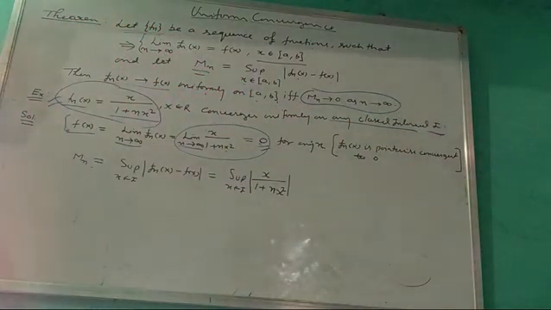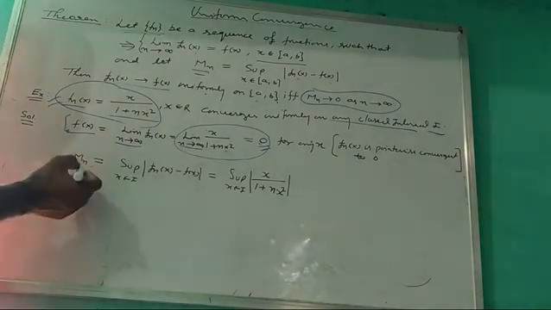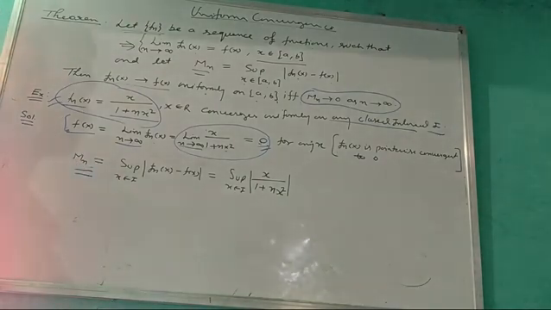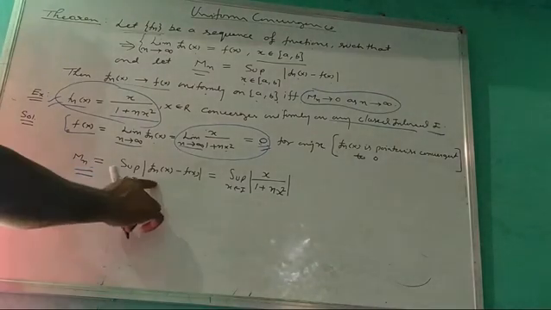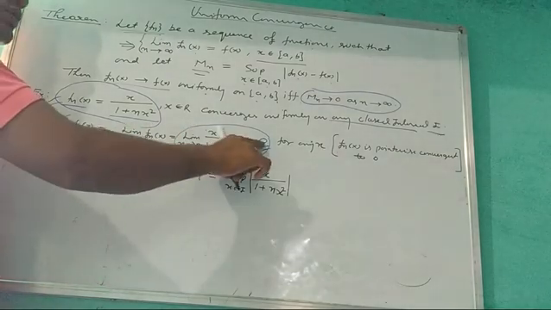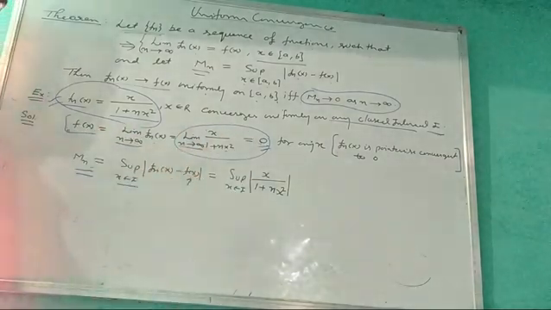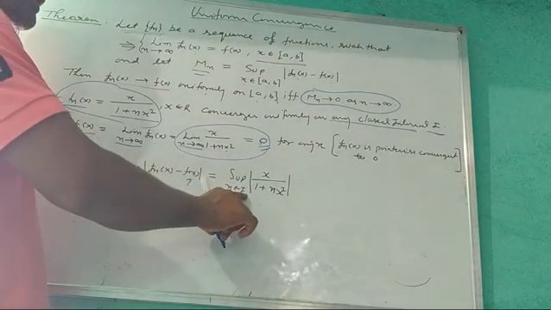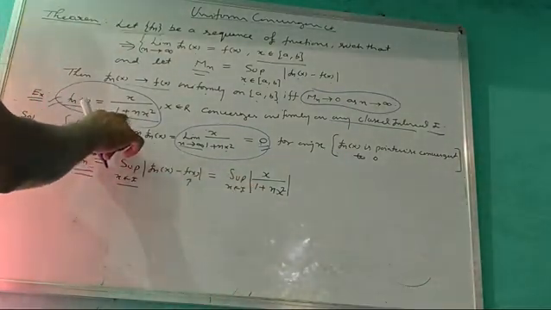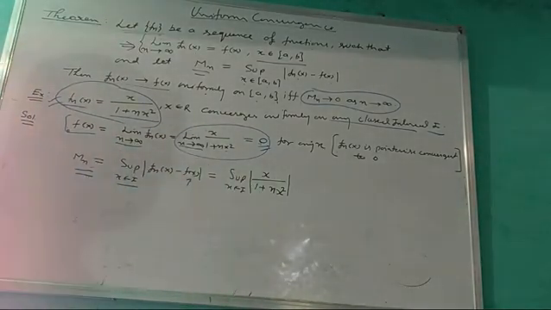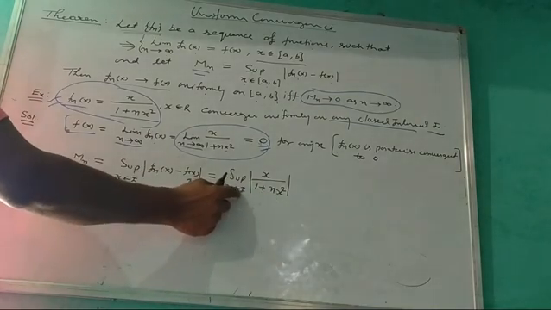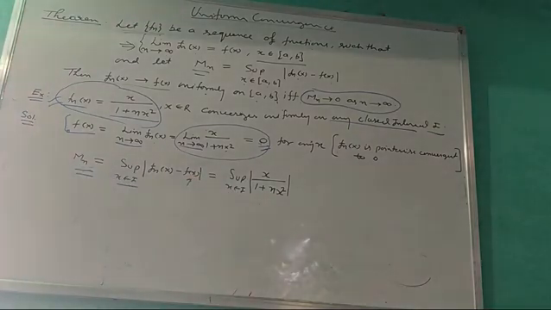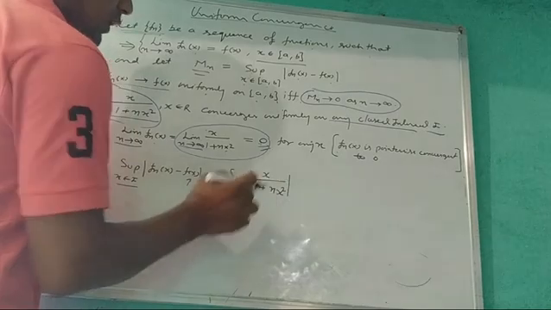And for finding uniform convergence, first we need to find M_n for this sequence. M_n equals the supremum over x belonging to I of |f_n(x) - f(x)|. Because f(x) is equal to 0, this is the limiting function, so it is equal to the supremum over x of x upon 1 plus n x square, because this value minus 0 is equal to this. Now for finding the supremum value of this at any x and at any interval I, first we need to find the supremum value of this function.